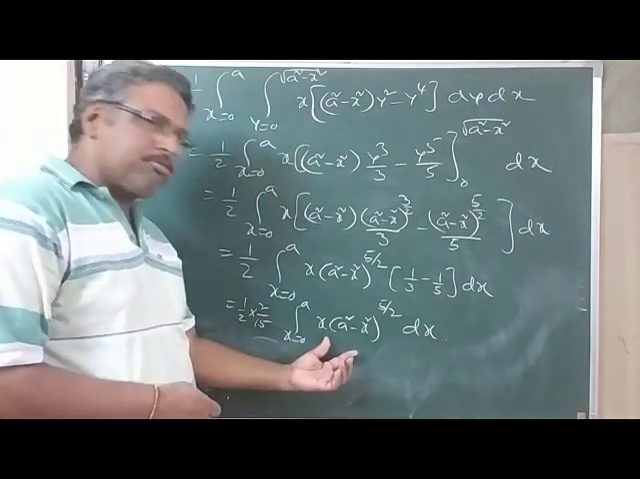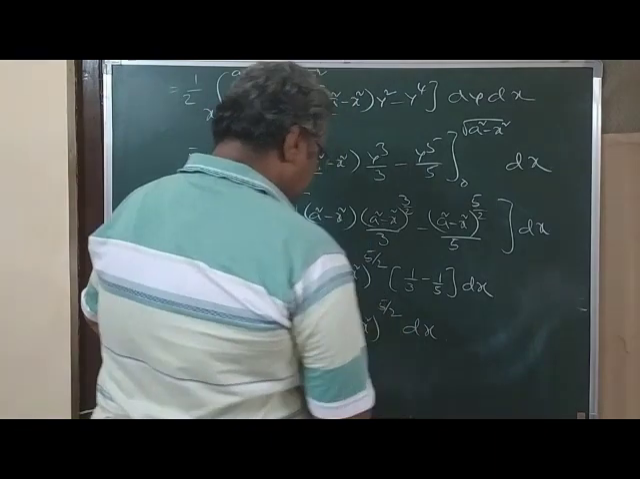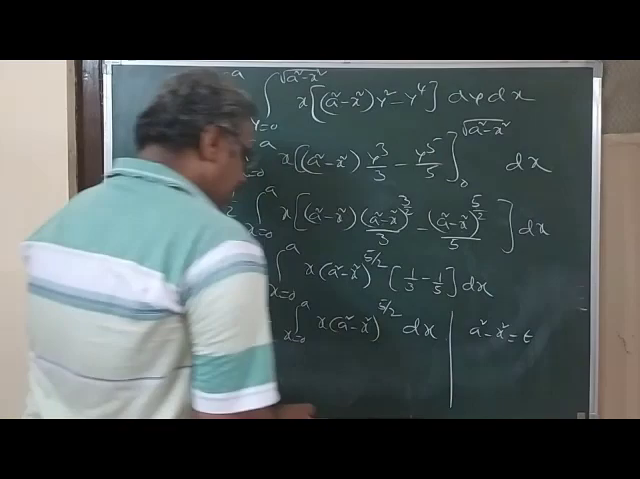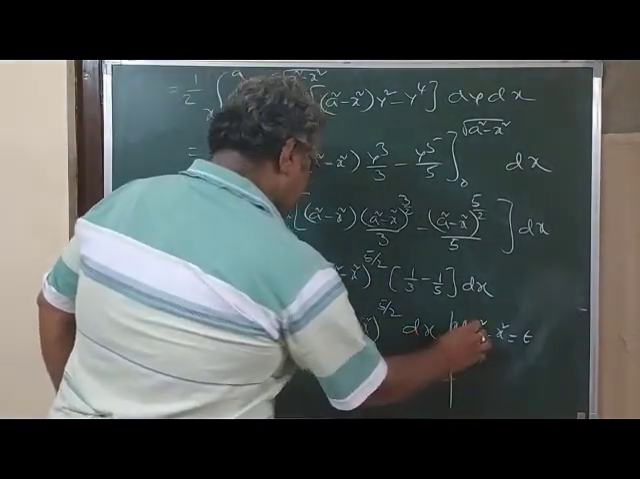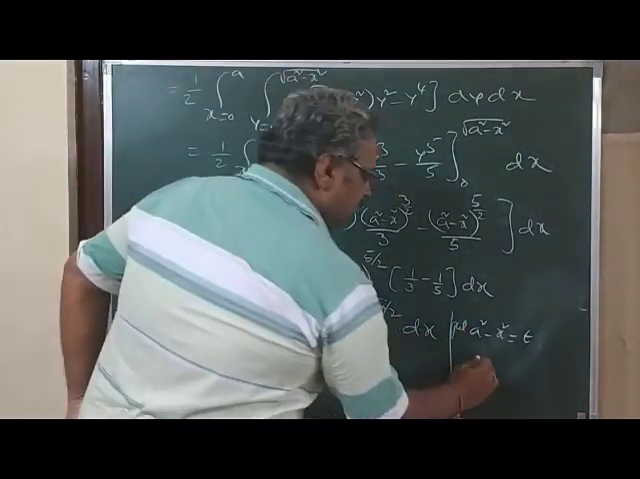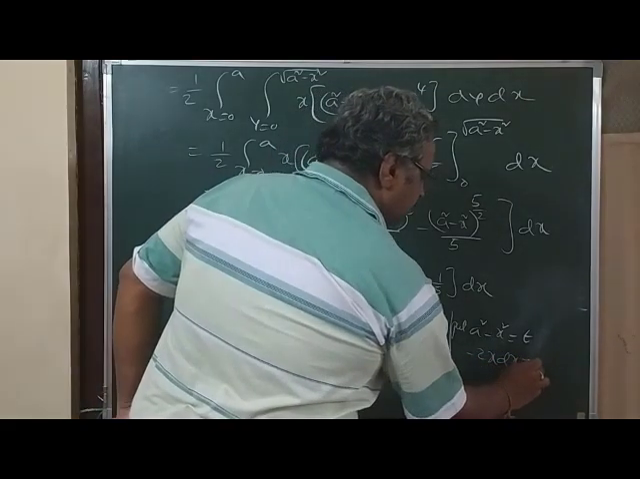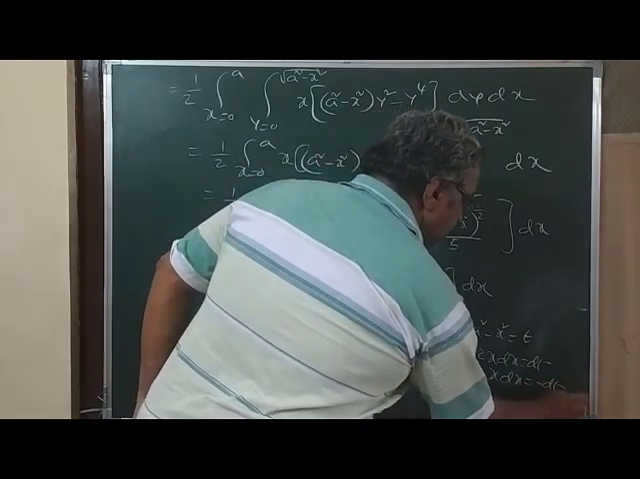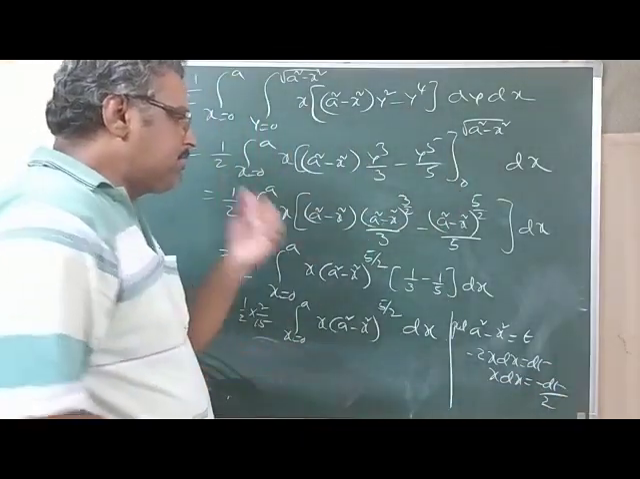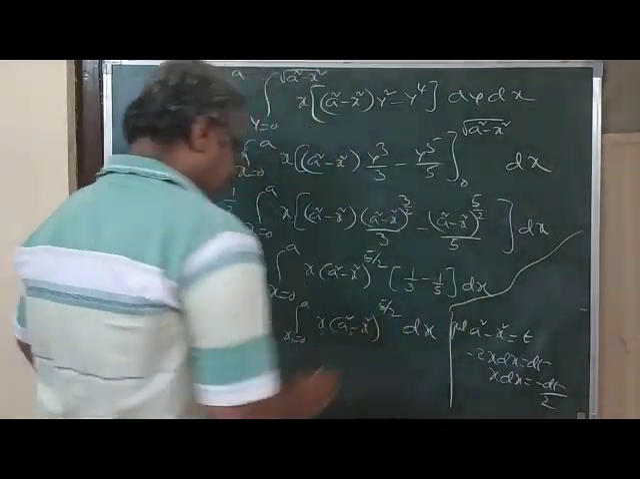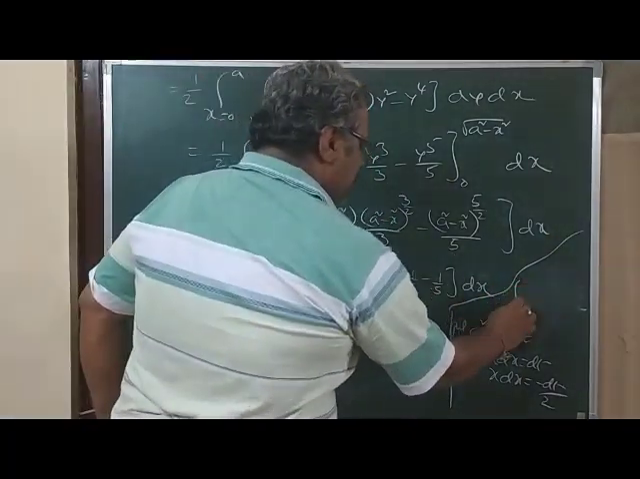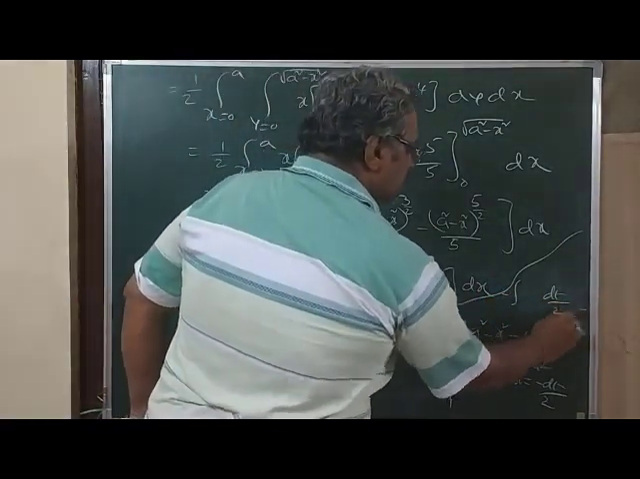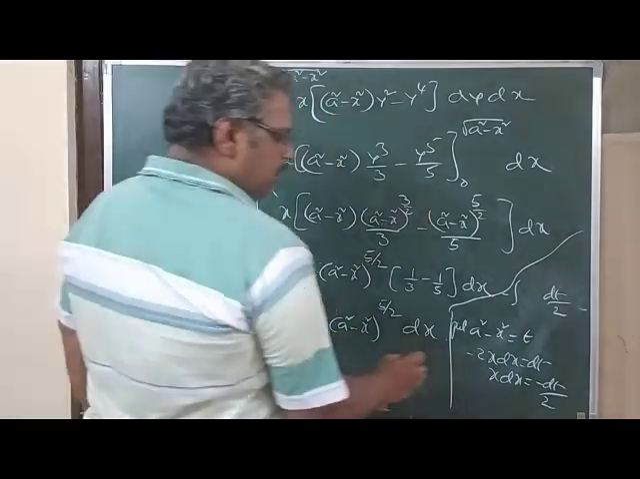Now for integrating with respect to x, put, now observe, a square minus x square equals to some t. If you put a square minus x square equals to t, minus 2x dx equals to dt. Now this is x dx equals to minus dt by 2. Now this integral becomes integral x into dx is minus dt by 2, and this term is t power 5 by 2.